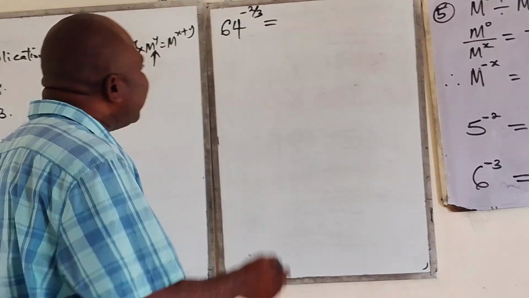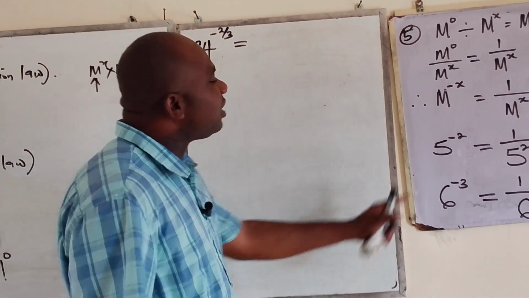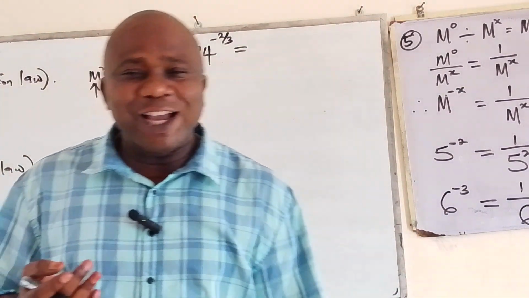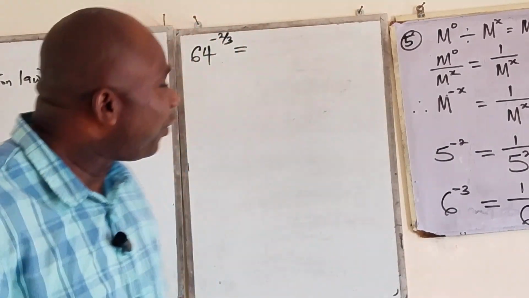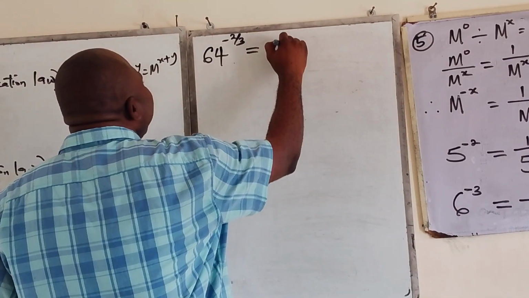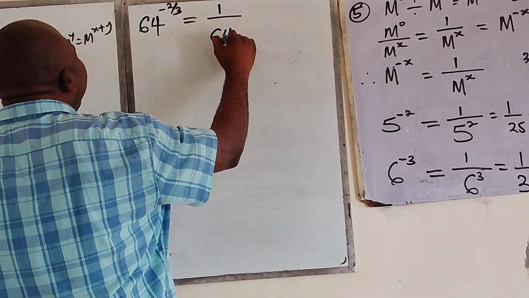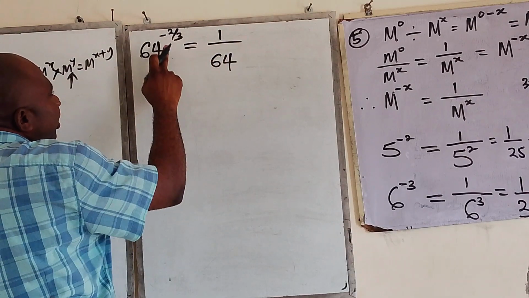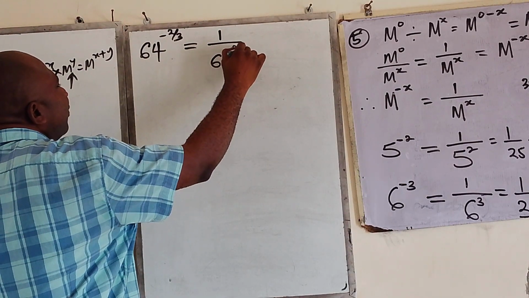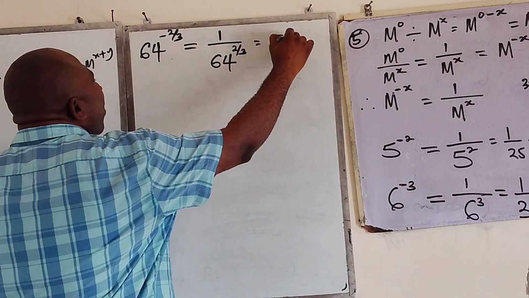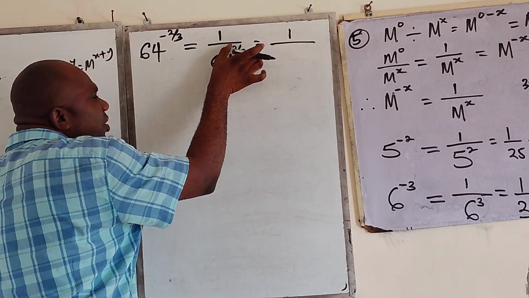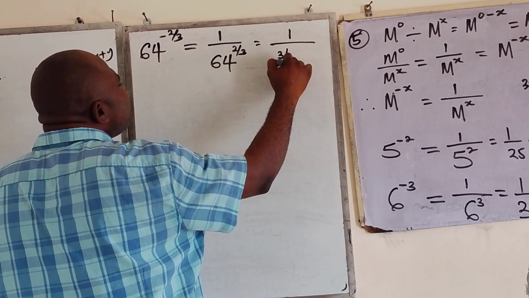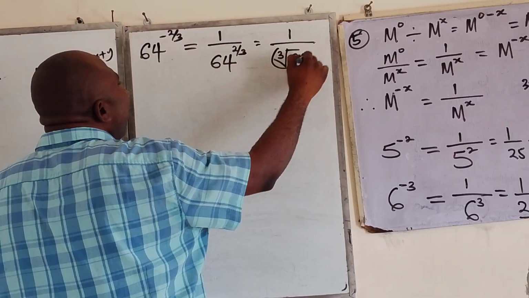Now, remember what we said about the negative power law: to remove the negative sign, you just have to introduce 1 as a numerator, then the negative sign will vanish from the power. So in this case, we'll have 1 all over 64, and we'll be left with 2 all over 3. Now, because the power is still a fraction, we are still going to apply the sixth law. So here we have the cube root of 64 all raised to the power of 2.